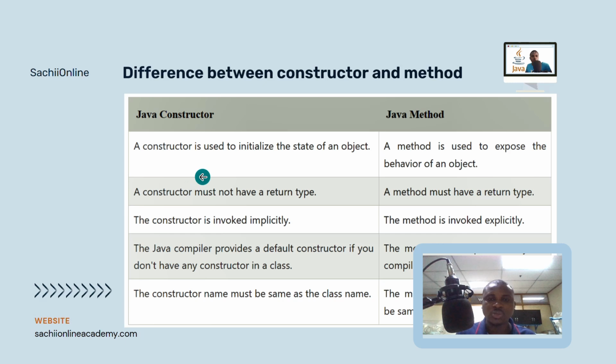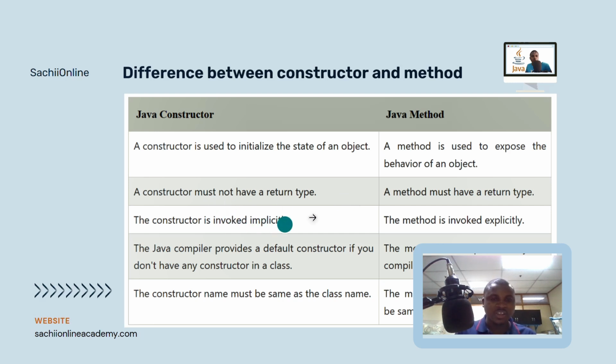A constructor is used to initialize the state of an object, but a method is used to expose the behavior of an object. Like the bark method that we have, we called it so that the dog can bark. But for the Java constructor, we just want to initialize the state of an object. Also, a constructor must not have a return type. Remember, we said that a constructor cannot have a return type, not even void, int, String, or whatever. But the Java method must have a return type.